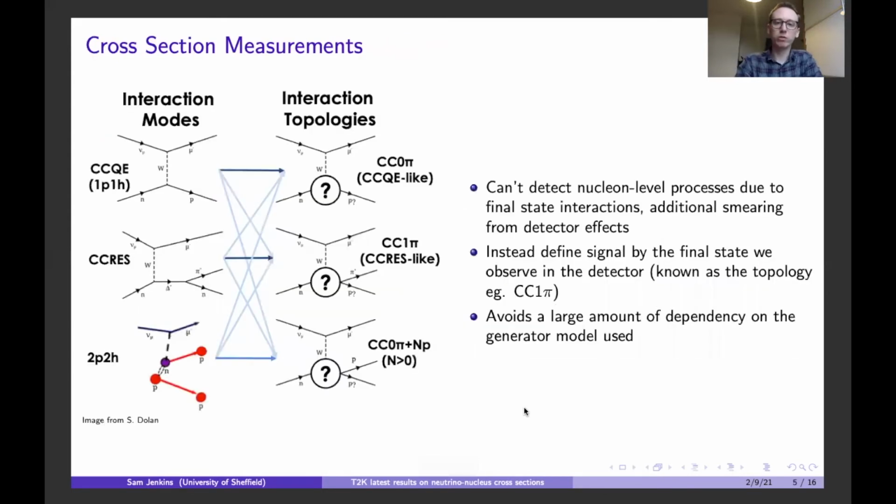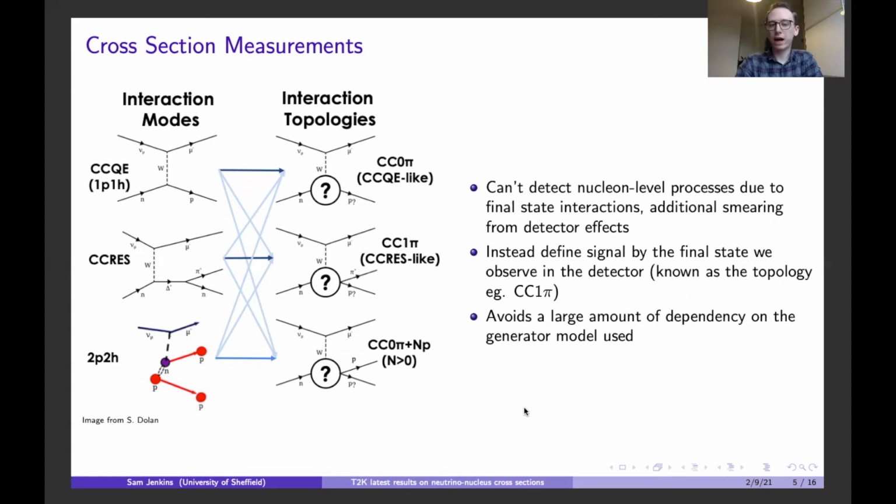A quick note on how we do cross-section measurements at T2K. Because we're not able to detect nucleon level processes due to the final state interactions that take place as particles exit the nucleus, and also because of the additional smearing that we gain from detector effects, instead of measuring and reporting our cross-sections in terms of the interaction mode that took place, we instead do it in terms of the final state that we saw within the detector. This is known as the topology. So for example, we might measure charged current interactions where we saw one pion in the final state.